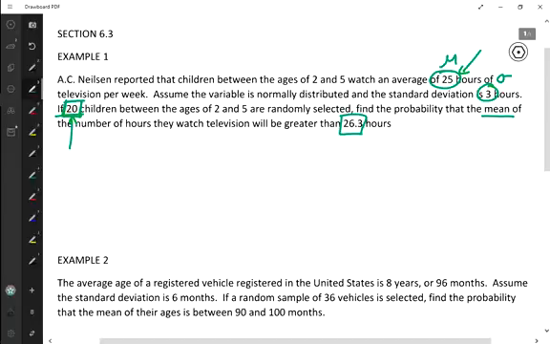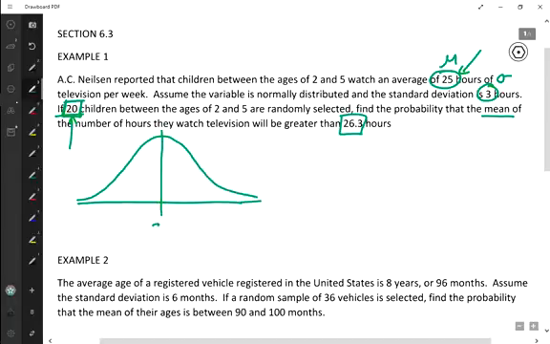So we do a lot of the same things, but we calculate one thing just a little differently. So we know our mean is 25, and we want to know what's the probability that the mean that we select is 26.3, and in this case it's greater than. So the area that we're looking for is the area greater than 26.3. So normally what we would do is calculate a z-score, where z equals x minus mu all over sigma.